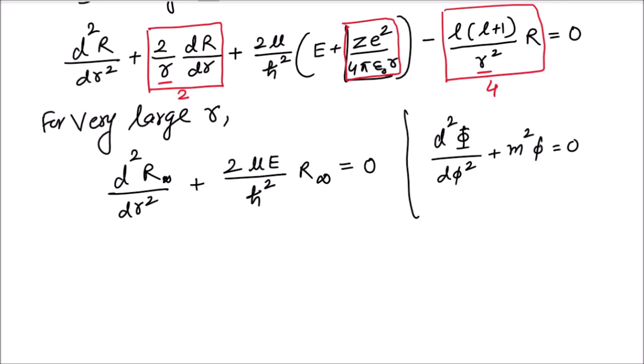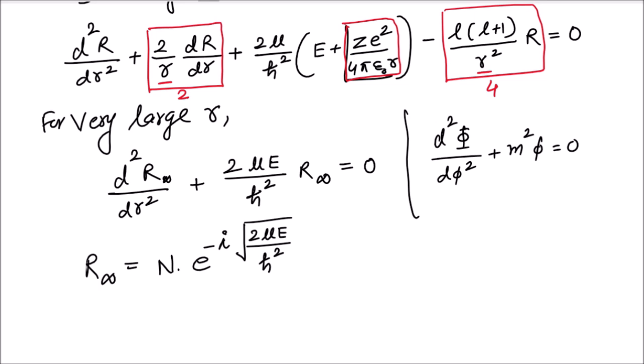The value comes out to be some constant, let us say C1, C2, C3, C4. So take any constant C, multiplied by e raised to the power minus iota times the square root of 2 mu E upon h bar square. This is the normalization constant, so take it as N only.